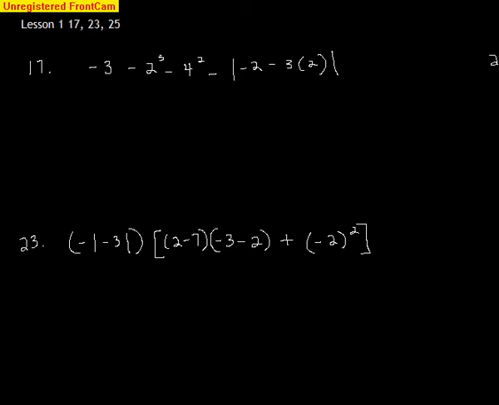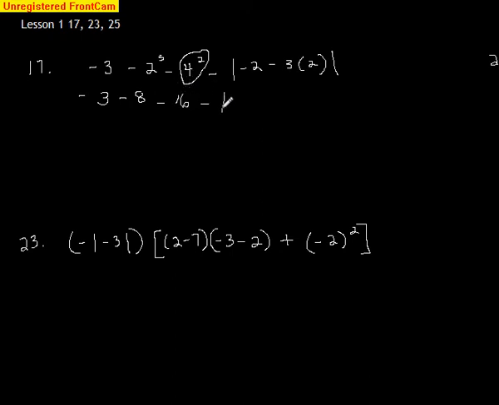Okay, back to the problem. So we have negative 3, negative 2 cubed. This is the same thing. The negative stays, and we're going to cube the 2, so we get 8. Minus 4 is squared, but not the negative, so we're only going to square the 4. So we're going to get negative 16.